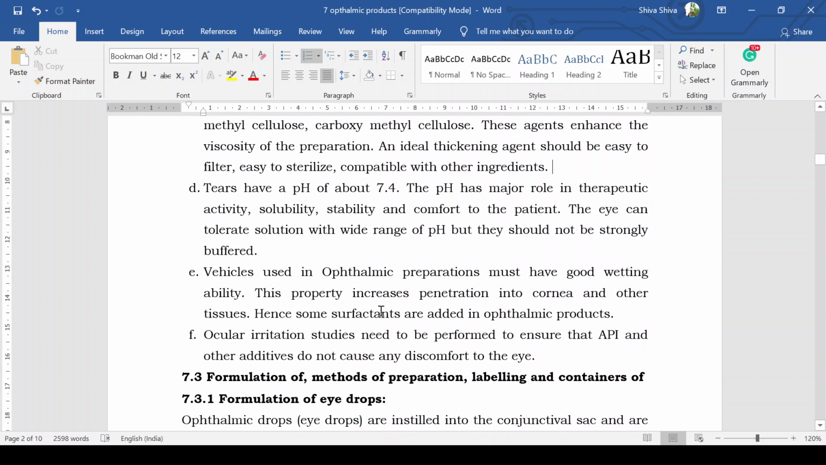Vehicles used in ophthalmic preparations must have good wetting ability. This property increases the penetration into the cornea and other tissues. Hence, surfactants are added in ophthalmic products. Then ocular irritation studies need to be performed to ensure that the API and other additives do not cause any discomfort to the eye.